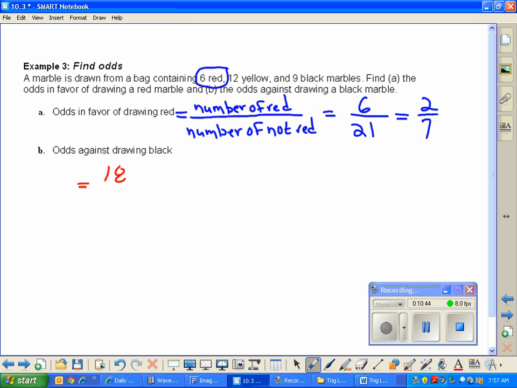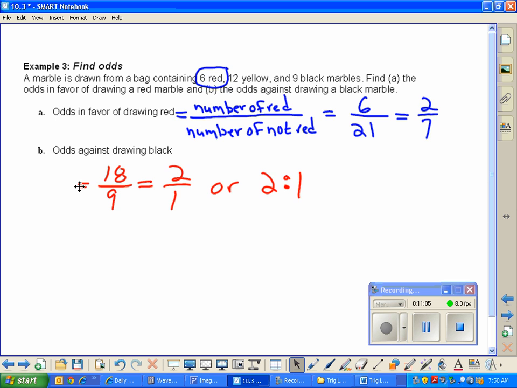Okay. Because 12 and 6, those are the ones that weren't black. So that's 18. And then you had 9 black marbles. Reduce it up. Keep in mind you could write it like this: 2 to 1 are your odds. Okay, questions about that?